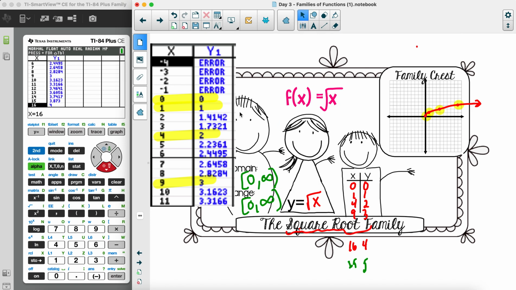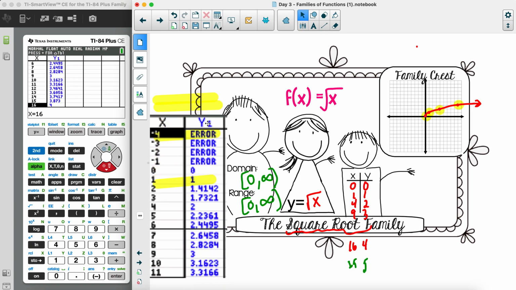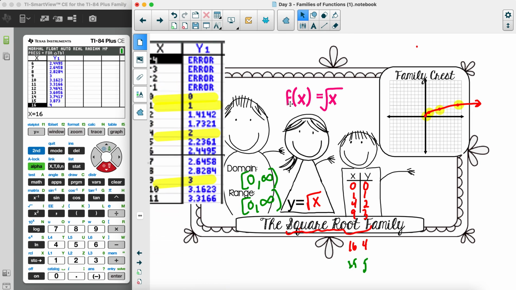Right? I'll move this table of values out of the way so that you can see my domain and my range. All right, I hope that makes sense to you guys. All right, that's your square root function. You want to become familiar with what it looks like. All right, next one. This is so much fun, you guys.